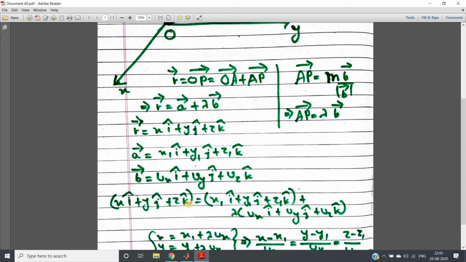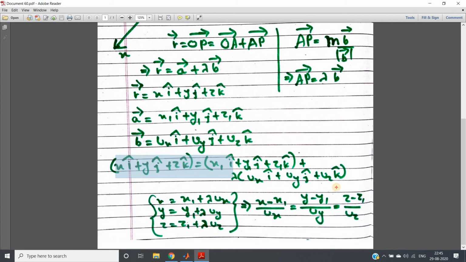If you replace all the values of R vector, A vector, B vector in this equation, you will get x i cap plus y j cap plus z k cap equal to x1 i cap plus y1 j cap plus z1 k cap plus lambda into Vx i cap plus Vy j cap plus Vz k cap. Now equate the magnitude for I vector, J vector and K vector, and you will get x equal to x1 plus lambda Vx, y equal to y1 plus lambda Vy, and z equal to z1 plus lambda Vz. So lambda is common in all the equations. If you equate with respect to lambda, you will get x minus x1 by vx equal to y minus y1 by vy equal to z minus z1 by vz. This is a very popular equation, and all this is equal to lambda.